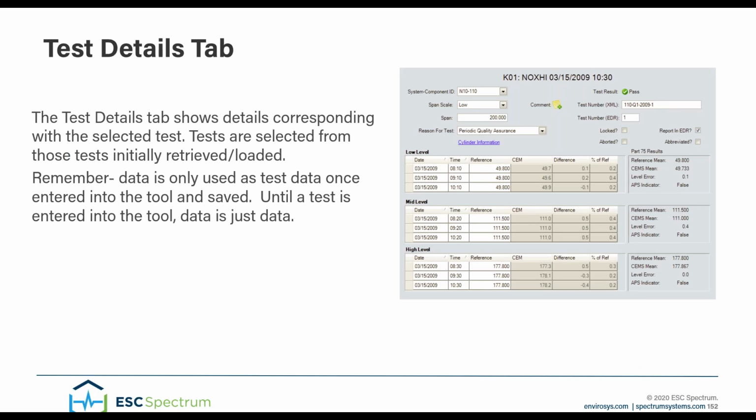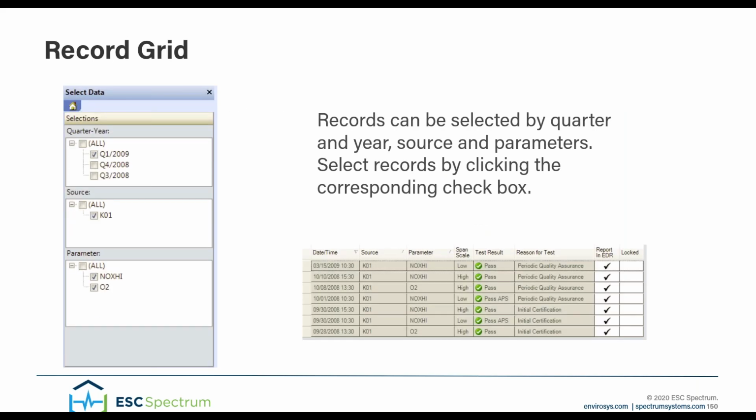When we go to the Test Details tab, that's going to show us all of the details associated with the selected tests. Those tests are selected from the initially retrieved or loaded tests. So if we had a test that was in a quarter that we didn't select over here, then we're not going to see that test. We're only going to see what we've selected here on the first step.